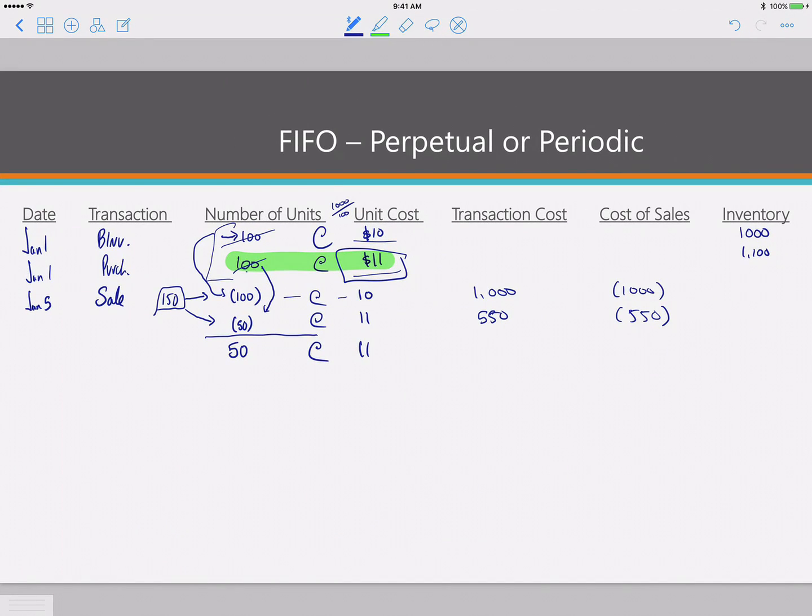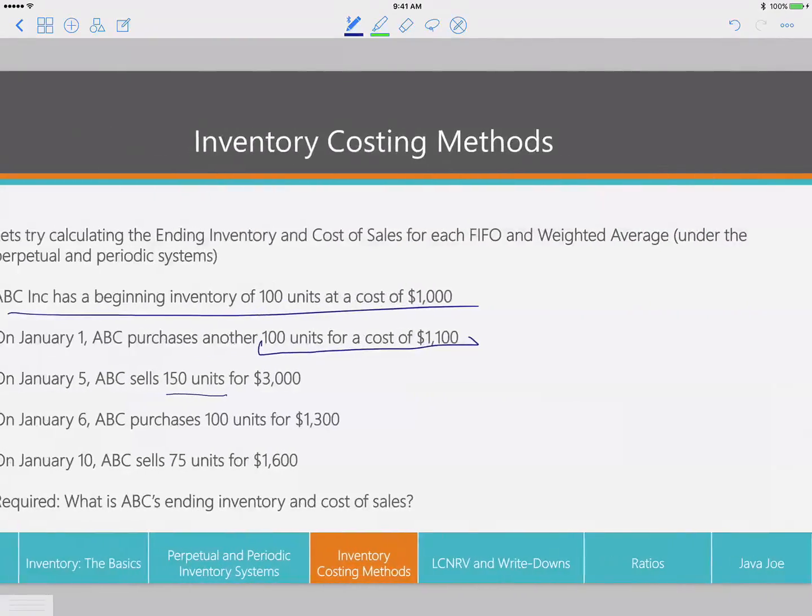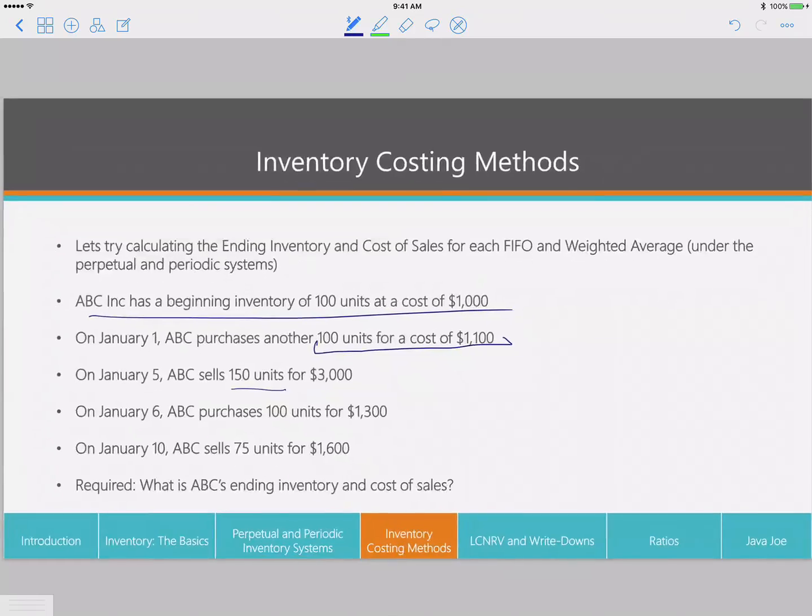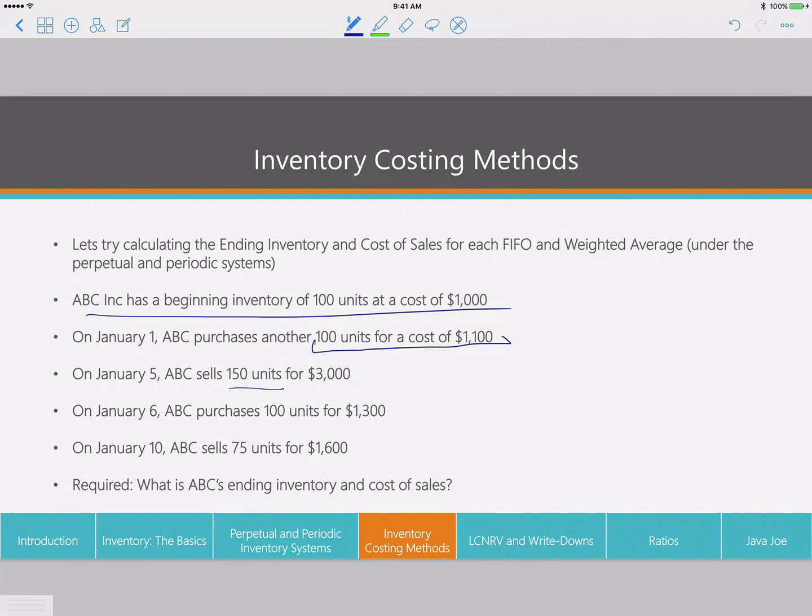And there you go. That's how we did our first sale. So we still have remaining, and if you want, you can write here "remaining" as the type of transaction. This is what's left in our inventory. We're now going to go to our next transaction.